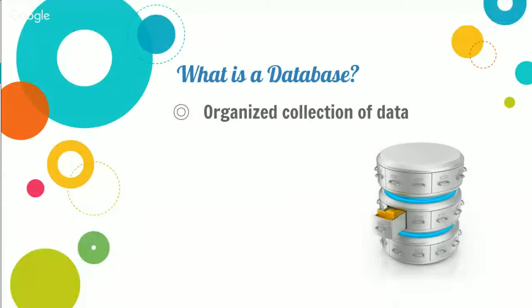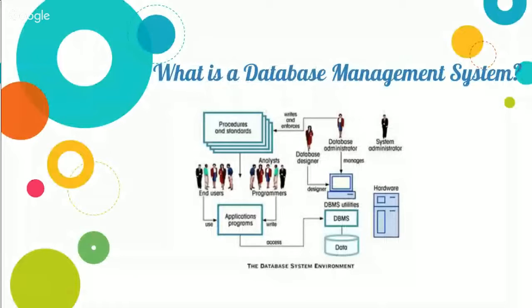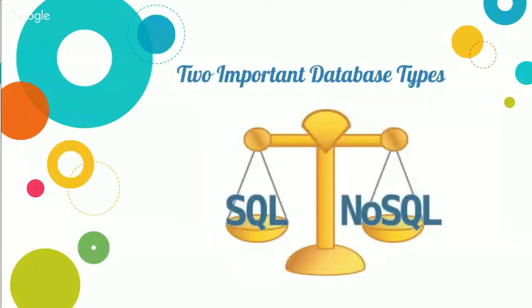In general, a database is a collection of data that is organized. This collection includes many parts, such as schemas, tables, queries, reports, views, and etc. A database management system is a software application that analyzes and captures data by interacting with the user, the database, and other applications. Two of the most important database types are SQL and NoSQL.